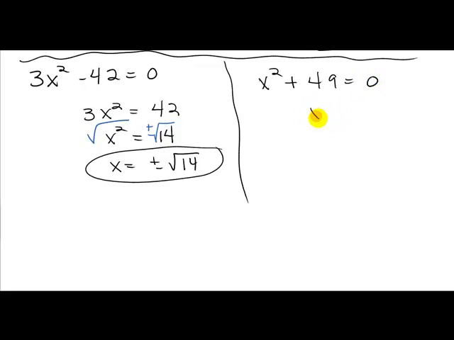Go ahead and move that 49 over. And see, before we didn't have a way to handle this negative, but now we do. So we have x equals plus or minus. We're going to take the square root of 49, and that negative comes out as an i.